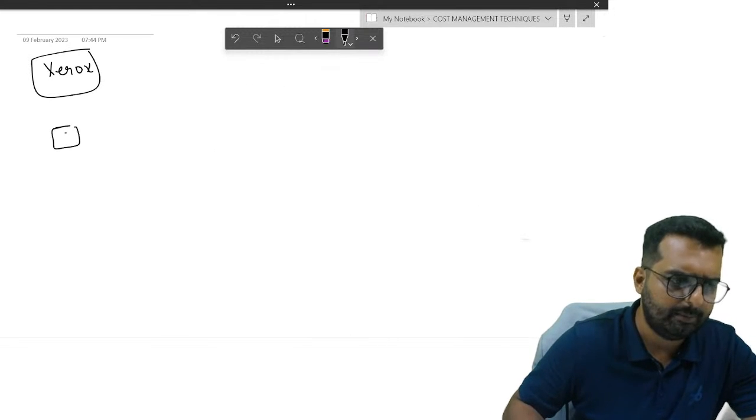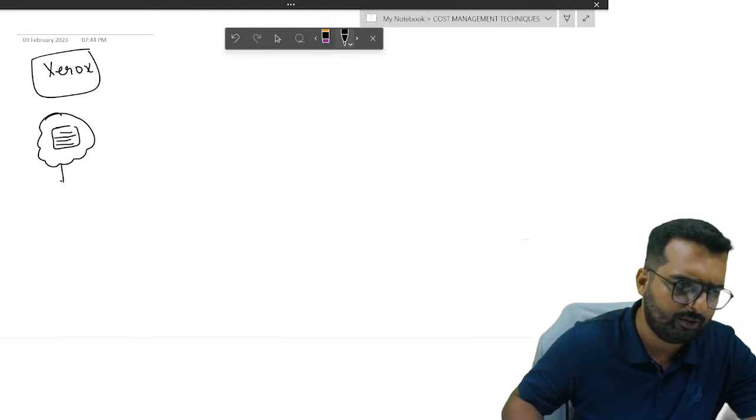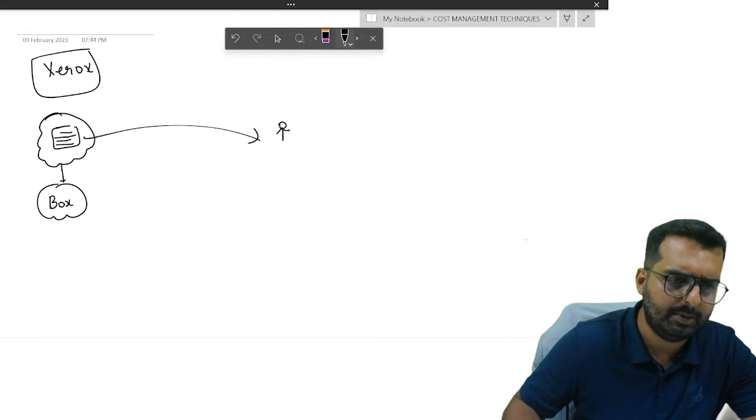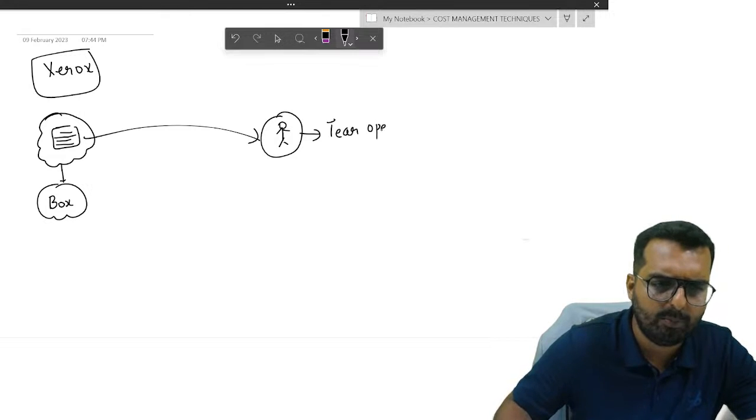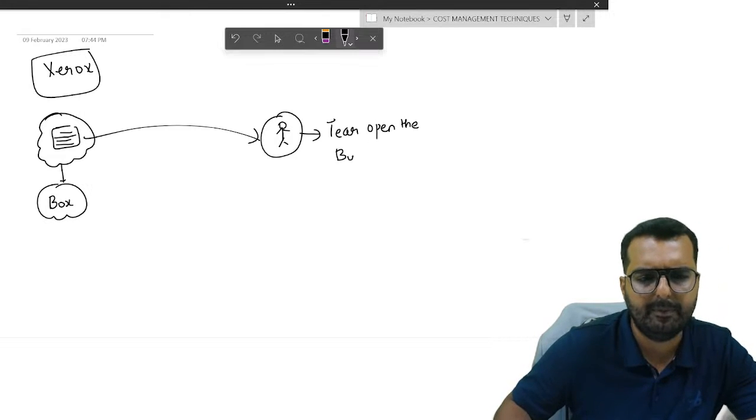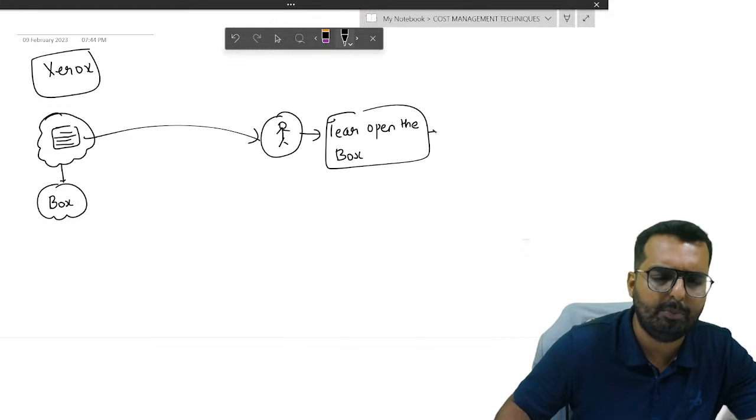Xerox will have printer. Assume this is printer. They will put this in a box and send to the customer. What customer will do is, he will tear open the box, and after tearing it open, he will just put it in dustbin.